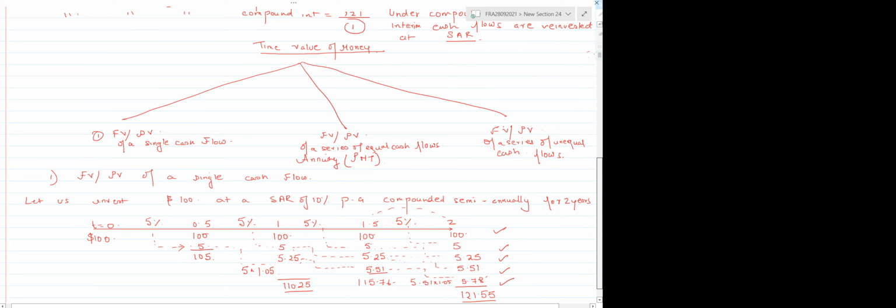Basically, we were discussing very simple stuff. We were discussing what is simple interest, how does it differ from compound interest, and we got through the point that under compound interest, interim cash flows are reinvested, and under simple interest, interim cash flows are not reinvested. That is why our future value is higher under compound interest compared to simple interest. That's what we've discussed till now.